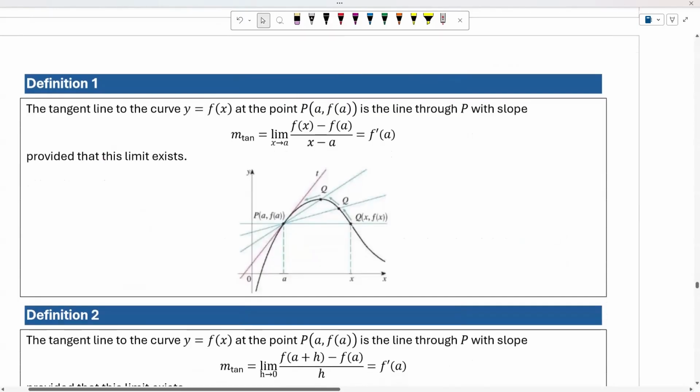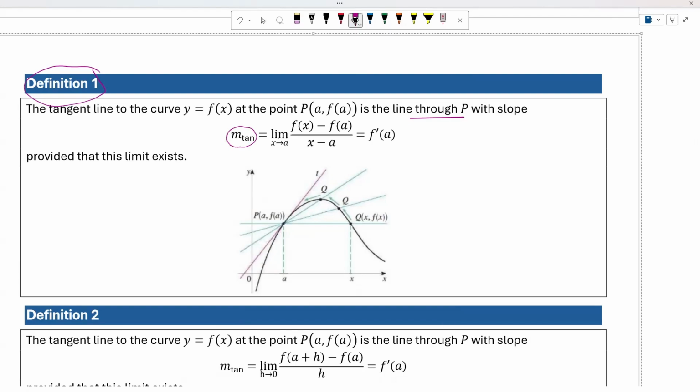Based on these observations, we get to our definition now. The tangent line to the curve y equal to f of x at a point P, (a, f of a), is the line through P with the slope given by the limit as x approaches a of f of x minus f of a over x minus a. In this case, we call this f prime of a.